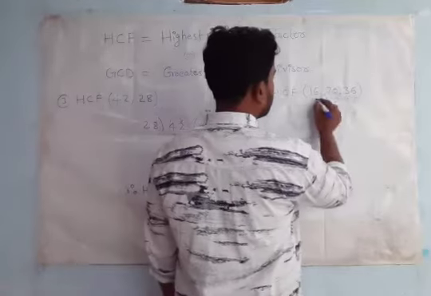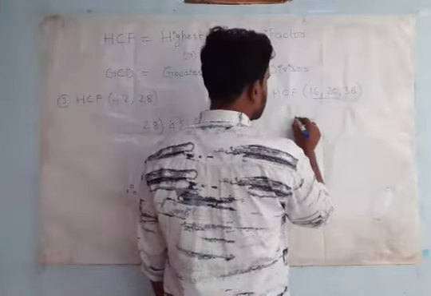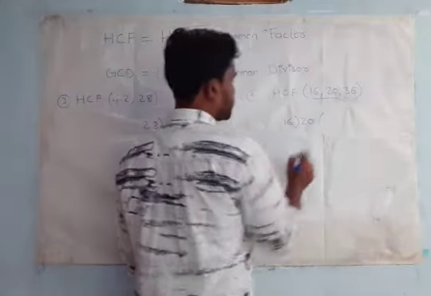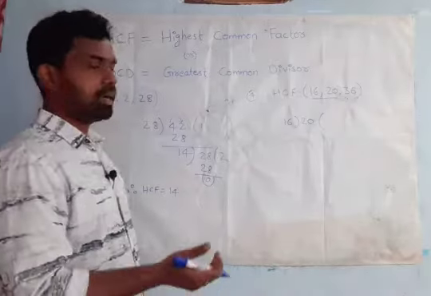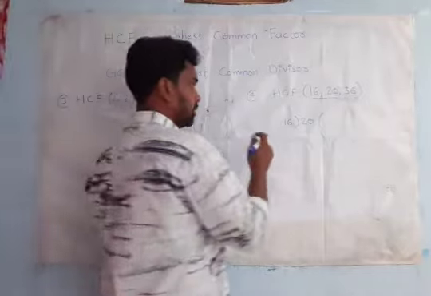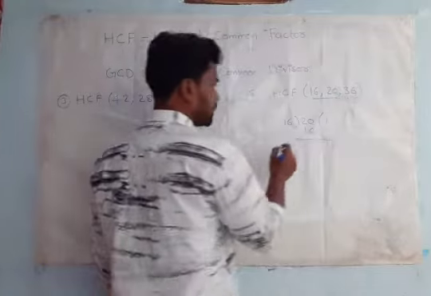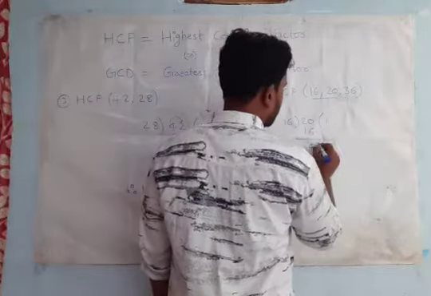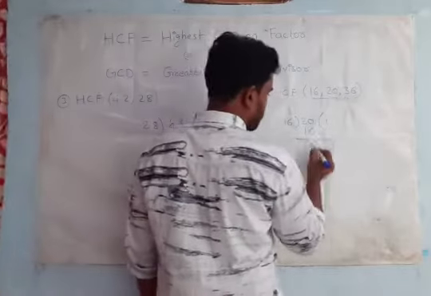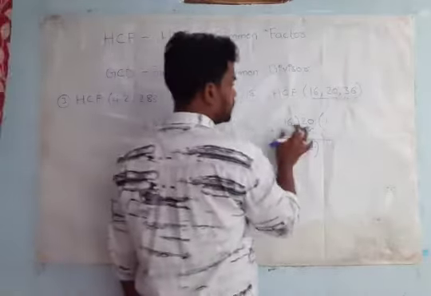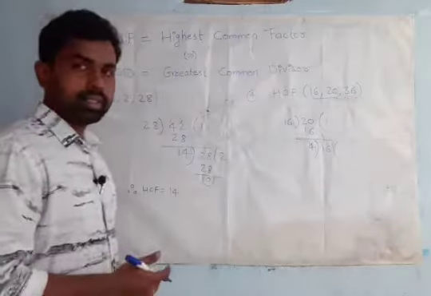I am taking first these 2 numbers, 16 and 20. I am dividing 20 by 16. In the 16 table, 20 is not there, so I take less than 20. 16 ones are 16. Now 20 minus 16 is 4. This remainder we make the divisor, and the divisor we make the dividend.